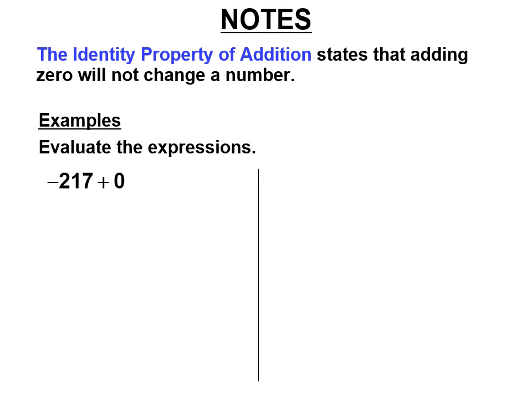Third property, the identity property of addition, a property you actually knew long ago. You may not have known the name of it. So please do this problem.